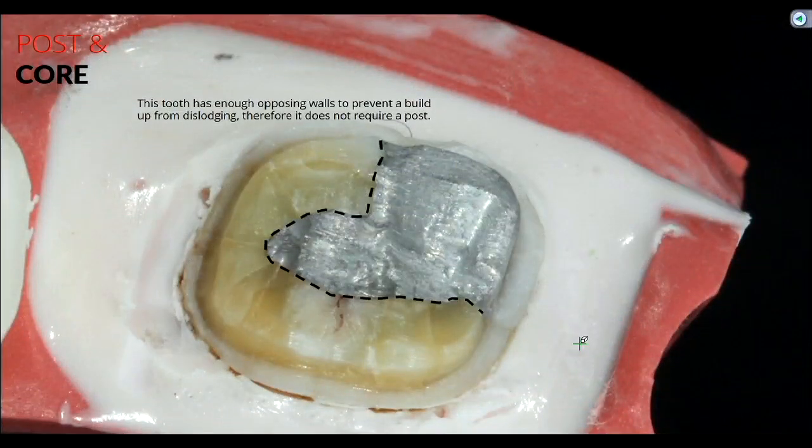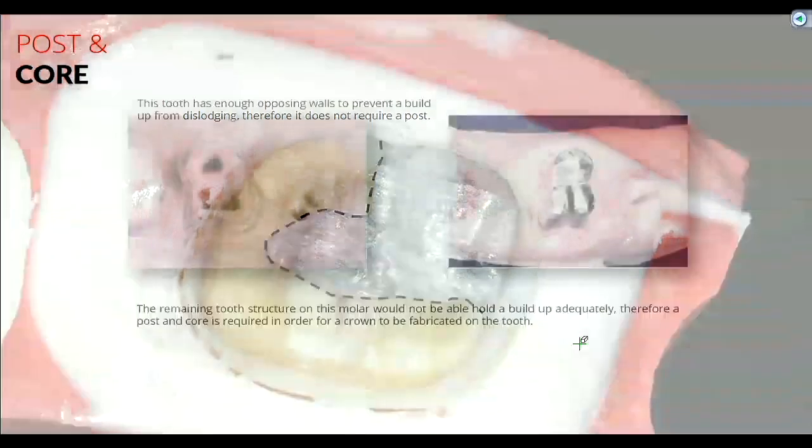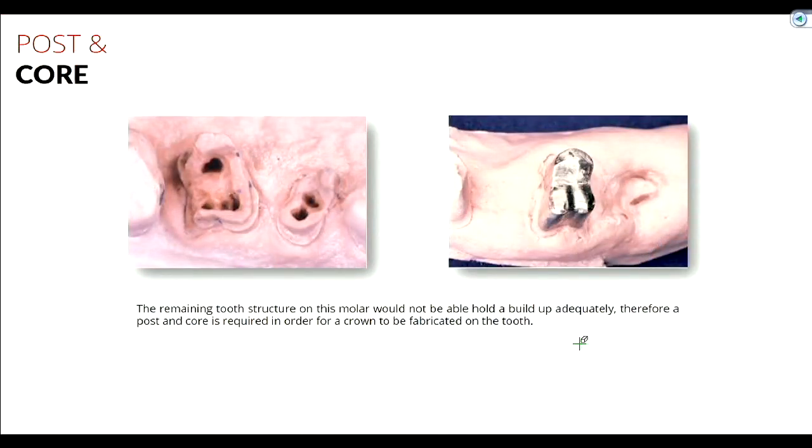So if you go back to yesterday, we can just visually see this amalgam. It doesn't really have a path of dislodgement. It's kind of just locked in there. So this wouldn't require a post. Whereas an example here, and this is a stone cast of the teeth, you can see how much more broken down this tooth is, and your opposing walls aren't really sufficient to hold that in. So there's no hard and fast rule of how many walls or how tall they need to be.